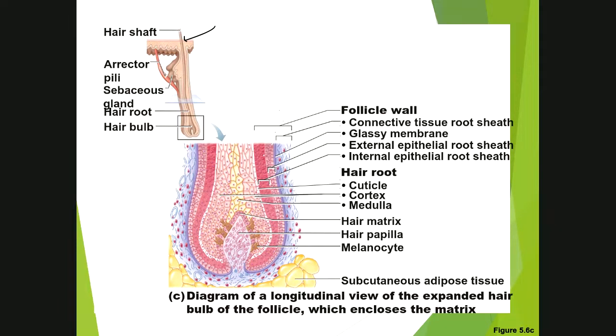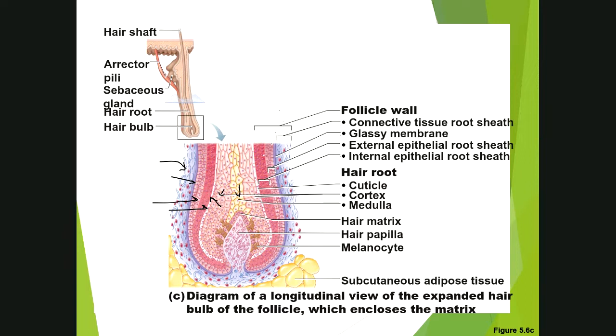We'll look at it in long section. It looks like this or like this. It's exactly the same. There's the connective tissue sheath. There's the glassy membrane, external, internal. There's the cuticle, cortex, and medulla.